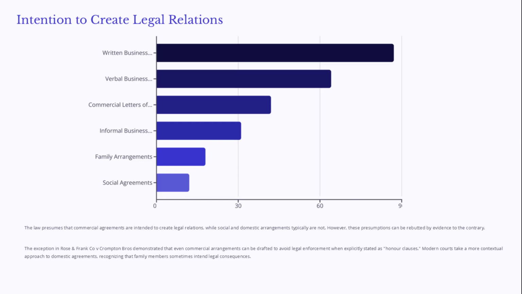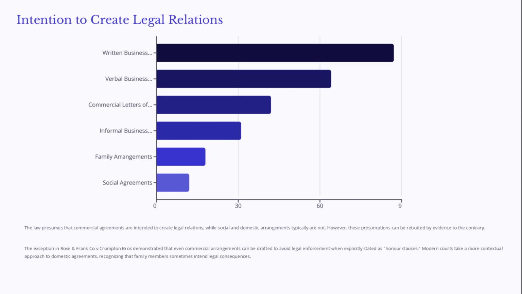The law presumes that commercial agreements are intended to create legal relations, while social and domestic arrangements typically are not. However, these presumptions can be rebutted by evidence to the contrary. The exception in Rose and Frank v. Crompton found that even commercial arrangements can avoid legal enforcement when explicitly stated as honour clauses.